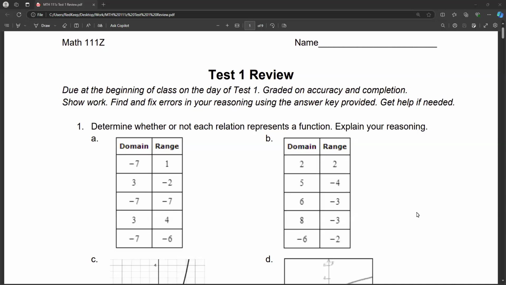Hello and welcome. In this video, we are going to go through solutions for the test one review. At any point, if you need to skip forward to a specific question, the timestamps will be in the description of this video.